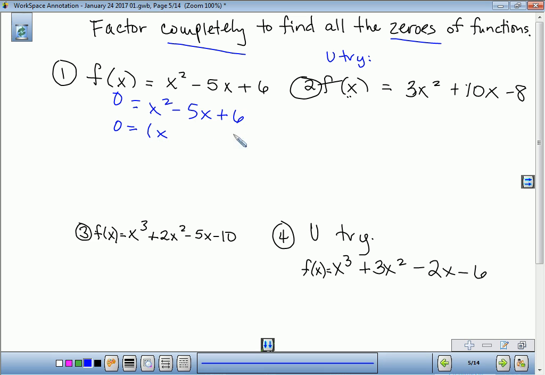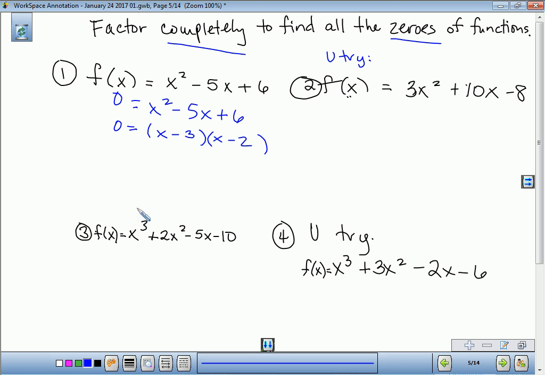x minus 3, x minus 2. Very good. x minus 3 and x minus 2 are the factors, because when we multiply negative 3 and negative 2, we get the positive 6, and when we add negative 3 and negative 2, we get the negative 5. So if we would distribute this back, it turns into that.